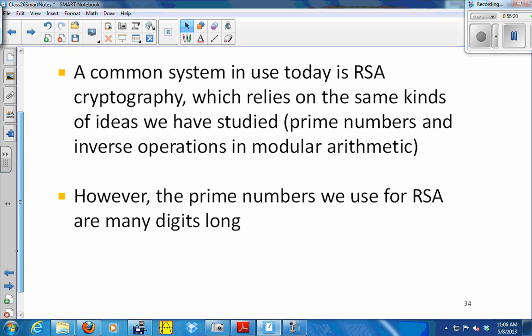So the most common system in use today is RSA cryptography. It relies on the same ideas we've talked about, modular arithmetic, large prime numbers. But the prime numbers we use for RSA are so big. Like when you'll see 64-bit encryption, sometimes when you go to a secure site, it'll tell you that. I believe that means that the prime number you're using has 64 digits in it. So it's a super, super long prime number whose decoding key would take way too long to find.